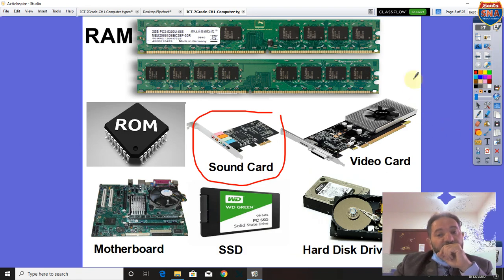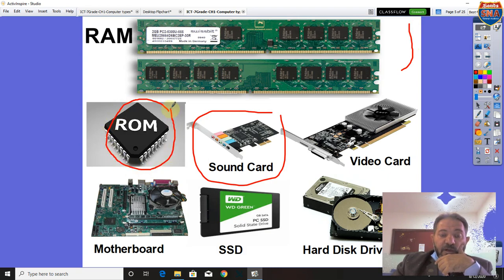Okay. This is our internal hardware devices. This is the RAM, as you see. This is the ROM that is printed by the computer manufacturer. This is the sound card. This is the video card.